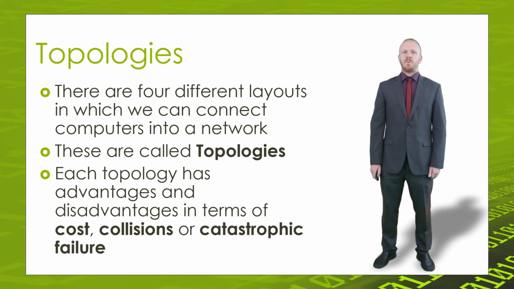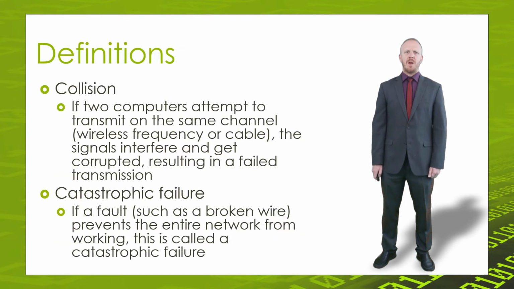There are different ways in which we can connect computers together. These are called topologies. Each topology has advantages and disadvantages in terms of cost, collisions and catastrophic failure. So what do we mean by collisions and catastrophic failure? Well, a collision is if 2 computers attempt to transmit at the same time on the same channel, be it wireless frequency or cable. The signals interfere and get corrupted, resulting in a failed transmission. A catastrophic failure is any fault which causes the entire network to break. So a cut wire that means none of the computers can now communicate is a catastrophic failure.